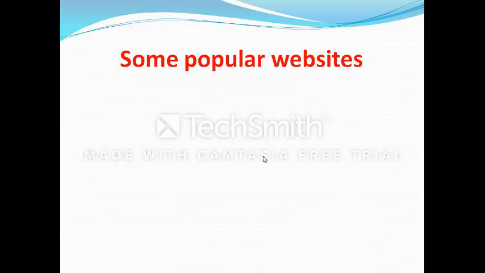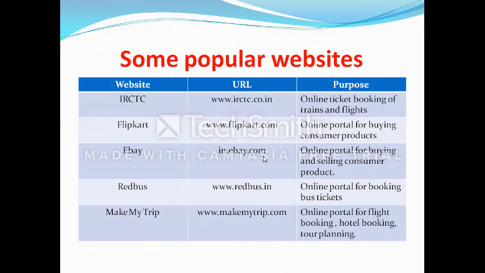Now, some popular websites. IRCTC, their URL is there. Their purpose is, as we know, ticket booking for trains and flights. Flipkart is used by us for buying regular consumer products like mobile phones, televisions, refrigerators, and all the other items.